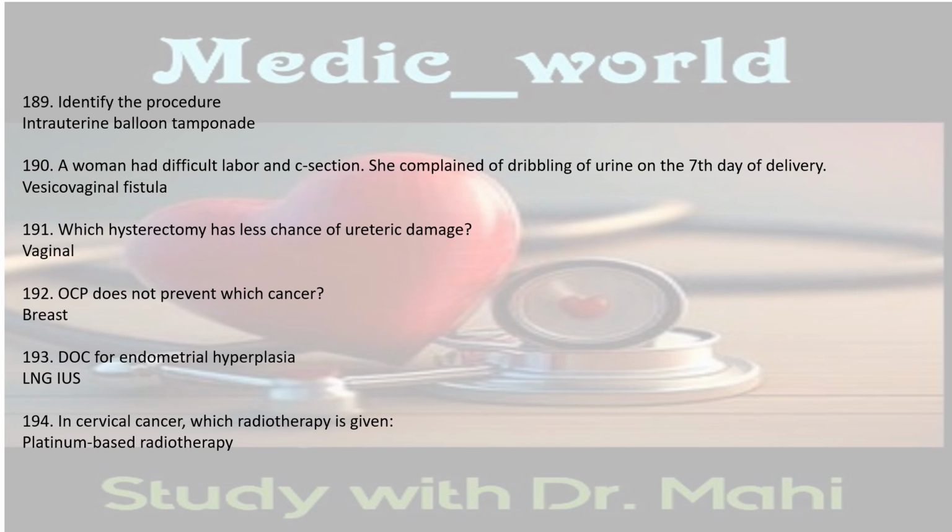Identify the procedure. The image was given of intrauterine balloon tamponade. A woman had difficult labor and C-section. She complained of dribbling of urine on the seventh day of delivery. The answer is vesicovaginal fistula. Which hysterectomy has less chance of ureteric damage? The answer is vaginal hysterectomy. OCP does not prevent which cancer? It is breast cancer. Drug of choice for endometrial hyperplasia is LNG-IUS. In cervical cancer, which radiotherapy is given? That is platinum-based radiotherapy is given.